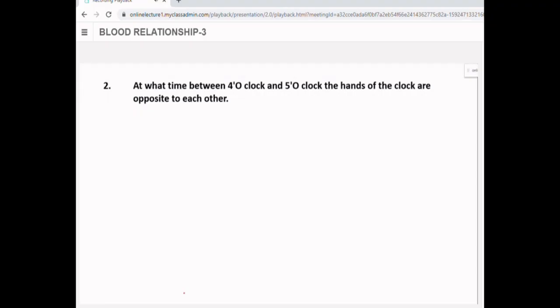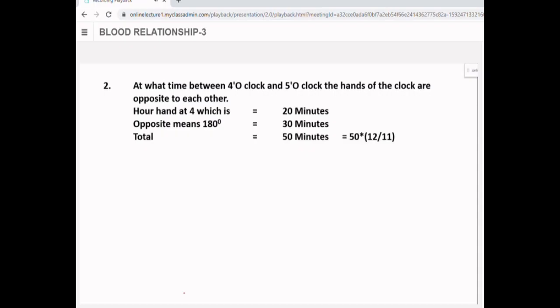And then we want opposite. Opposite means 180 degree. 180 degree means 30 minutes. So say this: hour hand is at 4, which is 20 minutes. Opposite means 180 degree, that is 30 minutes. Add this to 50. Now what to do with 50? Multiply by 12 upon 11. What answer will you get? Use calculator and see. We got 54.54.